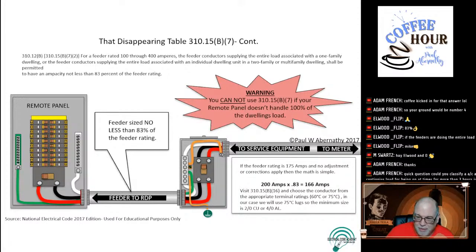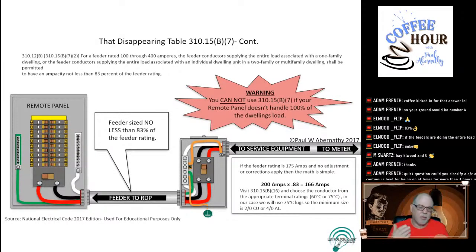All right, so here's my service coming in. It's coming through. Now, here's another example, where these feeders are seeing 100% of the load, okay? And so, again, I would be able to apply the 83% to sizing these feeders. So I can apply that to all of this. This whole set here is seeing 100% of the load.